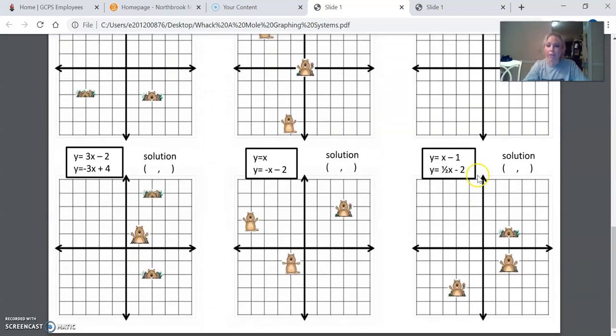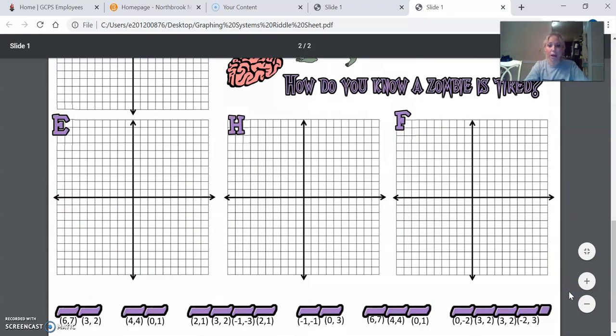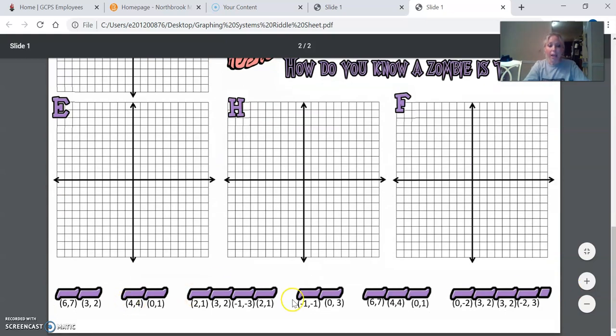Okay, then you'll have your next worksheet, which is a riddle worksheet. How do you know a zombie is tired? So what you'll do is, again, it's the same idea. You're taking the system that they're giving to you, the two different equations, and graphing them. And then the solution that you get, you'll identify where it is located at the very bottom of page 2. And then you'll put the letter answer in there.